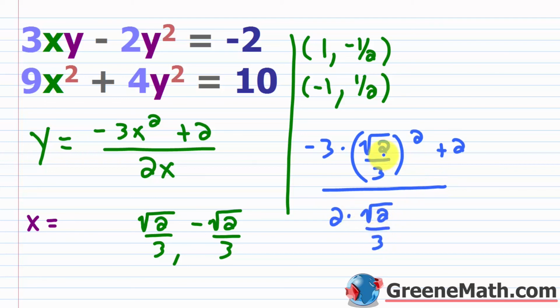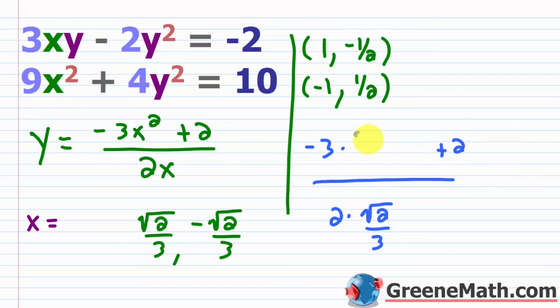So if I squared the square root of 2, I would get 2. If I squared 3, I would get 9. So this would be 2/9. If I divide 9 by 3, I get 3. So this would just be -1, and this would be 3. So this would turn out to be -2/3. So -2/3. Okay. So now from here we have +2.